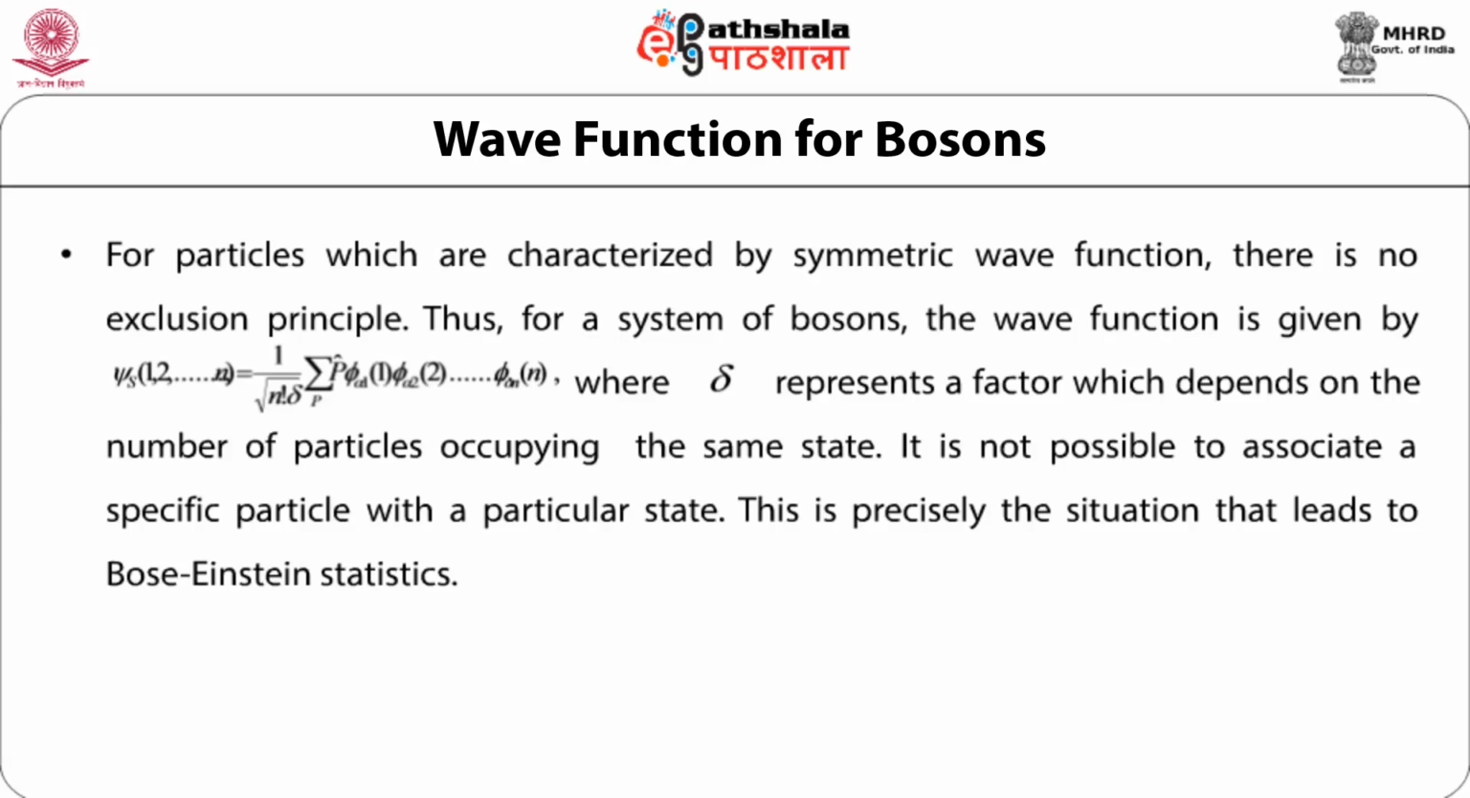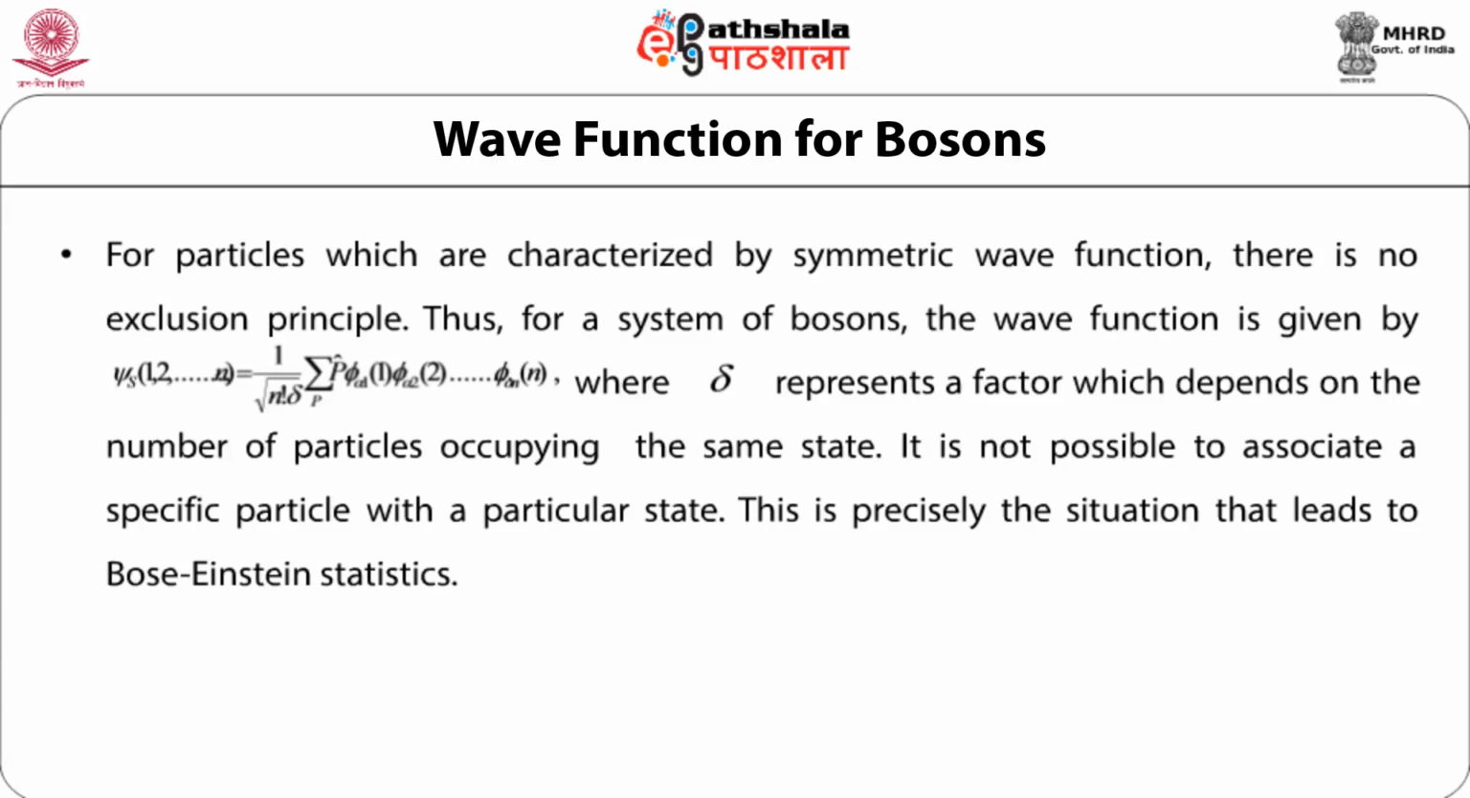Thus, for a system of bosons, the wave function for the complete system is given by the symmetric wave function, which is given mathematically as psi subscript S particle 1, 2, so on till n is equal to 1 upon under root n factorial times delta whole times summation over p permutation operator p acting on the state phi 1 subscript alpha 1 1, phi 2 subscript alpha 2 2, and so on to phi n subscript alpha n n, where the term delta represents a factor which depends on the number of particles occupying the same state.